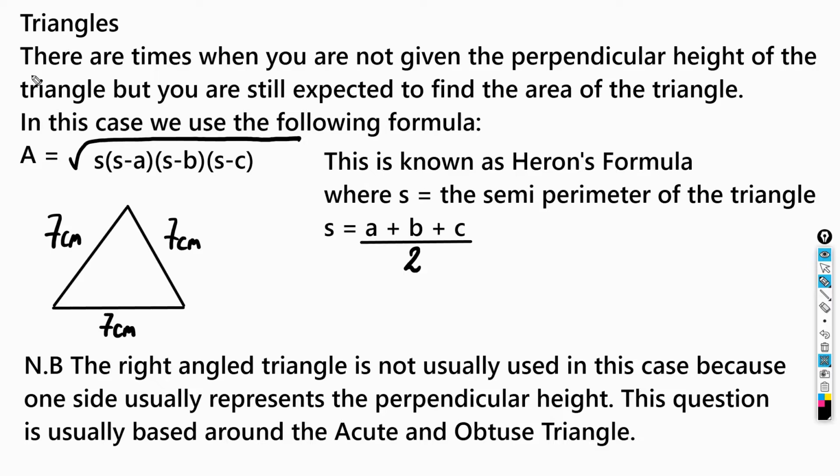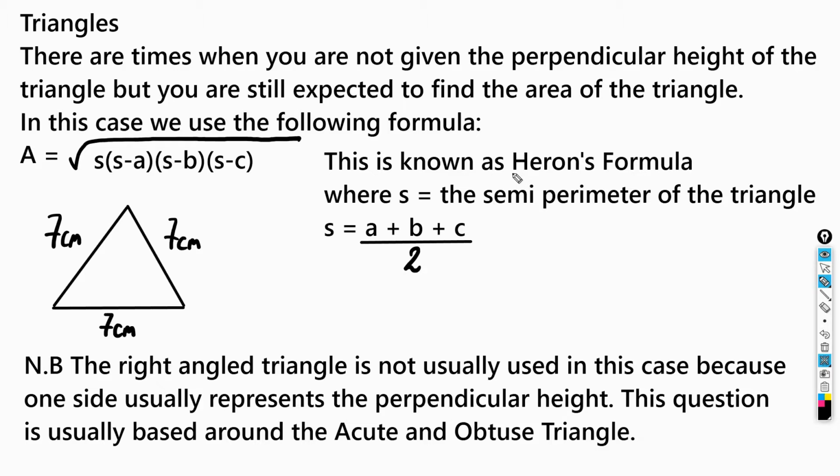So today we're going to be looking at this specific case with triangles. It says here there are times when you are not given the perpendicular height of the triangle, but you are still expected to find the area of the triangle. In this case, we use the following formula. And this formula, guys, is known as Heron's formula.